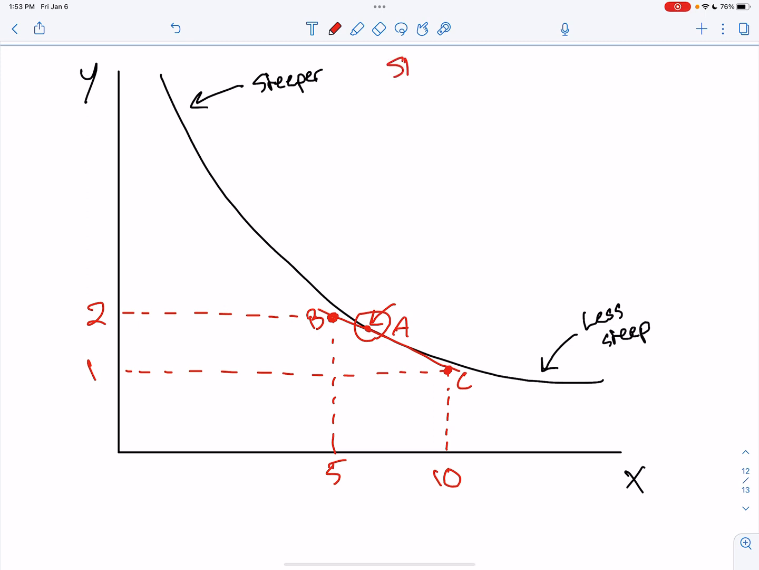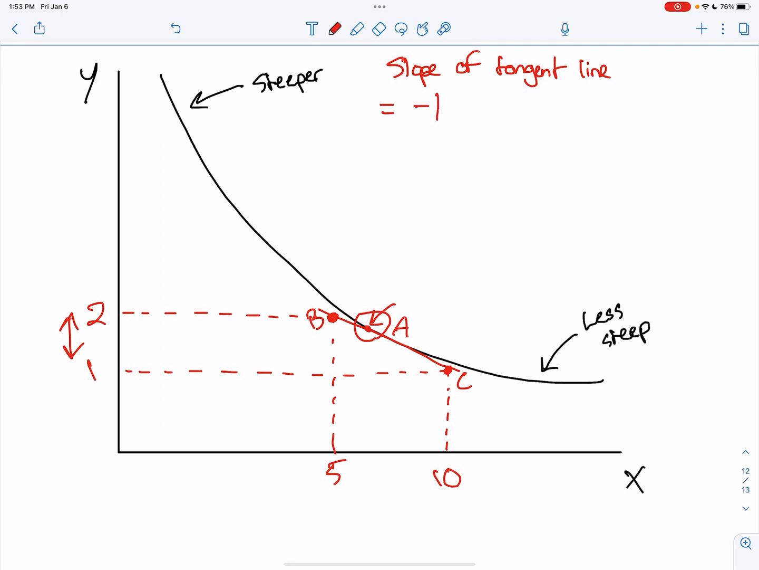Slope of tangent line is equal to delta y. So there's a change in 1 here, but it's negative because it's going downwards.